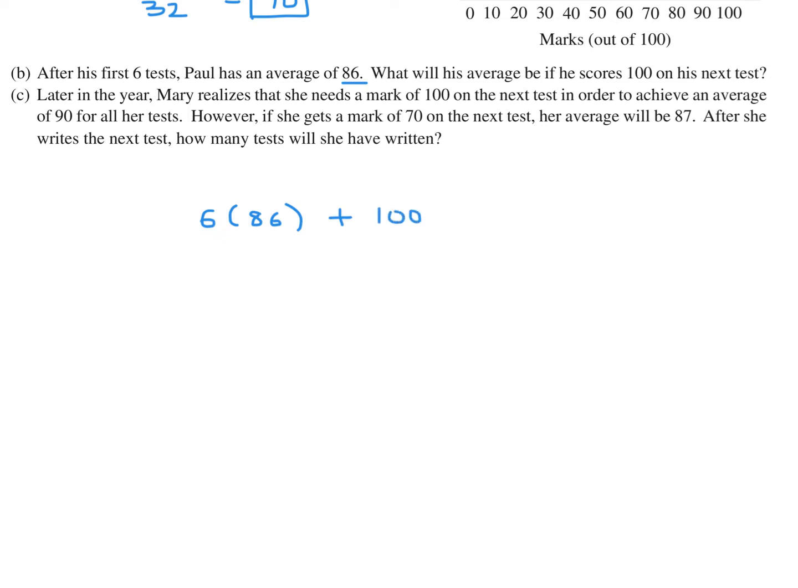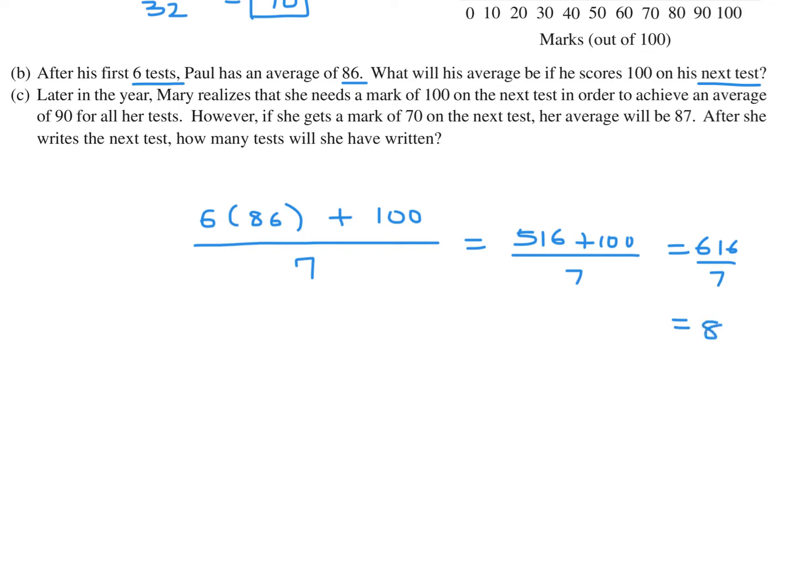And then the average, of course, you divide by how many tests, where there were 6 tests and then one additional test, so 7. And that's basically the calculation. So this is 516 plus 100 over 7, and that's 616 over 7, and that comes out to exactly 88.